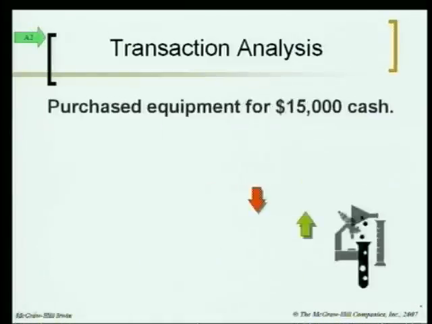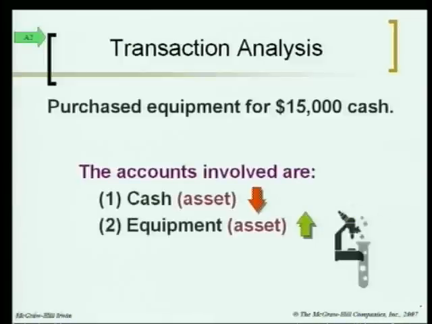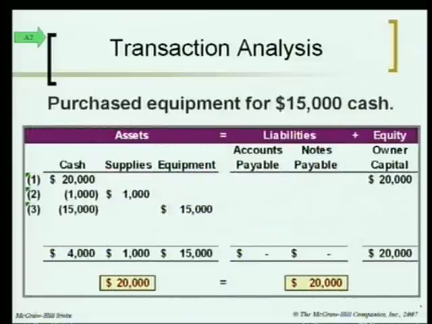Third example. Let's say we purchased equipment for $15,000 cash. Well, cash goes down. That's an asset. Equipment, another asset, goes up by $15,000. How does that look? Well, just like as it's shown. Cash is decreased by $15,000. Equipment is increased by $15,000. Does the accounting equation remain in equality? It does, doesn't it?